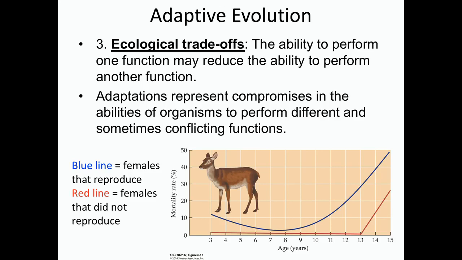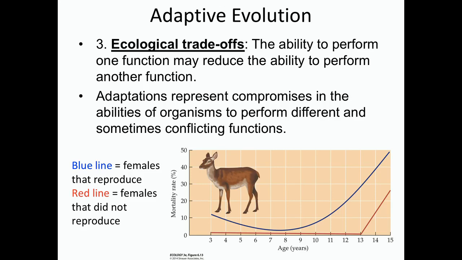So the red line are females that don't reproduce, and they live fairly well until about age 13, at which point they start to have higher mortality rates. However, females that reproduce have higher mortality rates throughout their lives. The stress of reproduction, there's increased chances of predatory success, there's increased demand for food, so it becomes much harder for a deer to survive if they are reproductive. So they're trading off reproduction for survival.